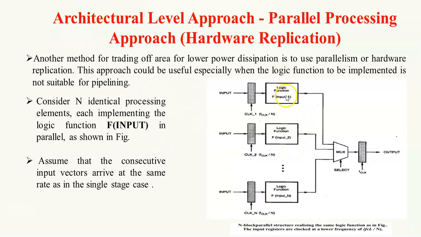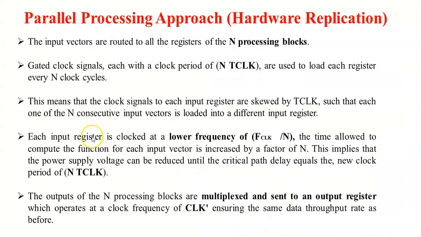The output of each logic function is connected to the multiplexer. Then the output of the multiplexer is connected to the register, and the output is taken from the register. Here the f clock is given to the output register. So we are calculating the power dissipation for the n number of blocks as well as the output block.